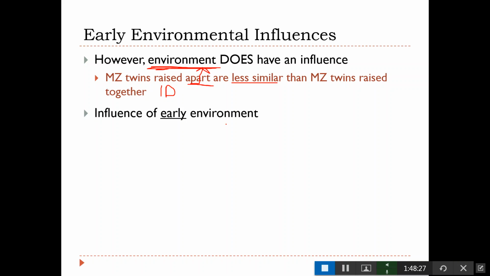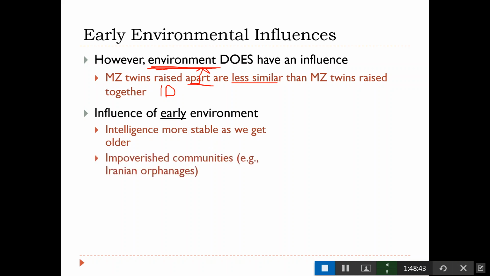But again, this is why you see over time with age, the effects of genes on intelligence kind of come out, but the influence of your early environment is important. Intelligence does tend to get more stable as we get older. So that's one indication that early on, your intelligence can fluctuate when you're younger, but when you're older, it kind of stays the same until you start to see declines.